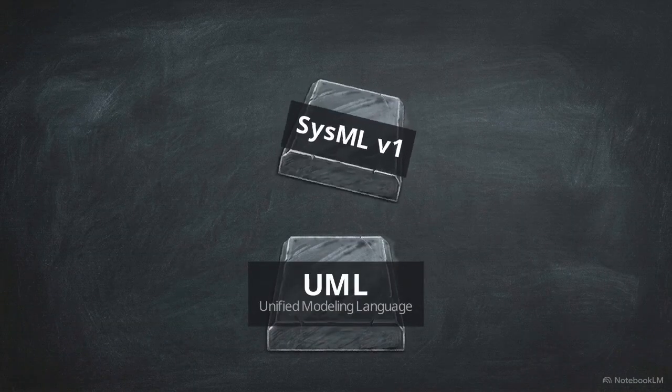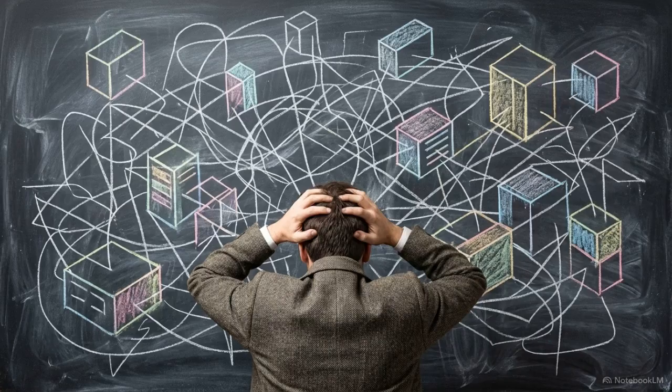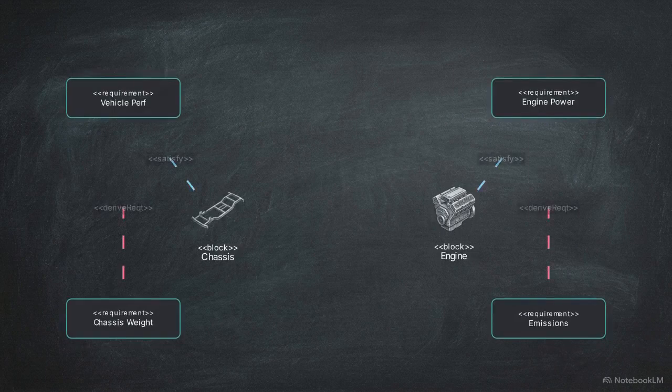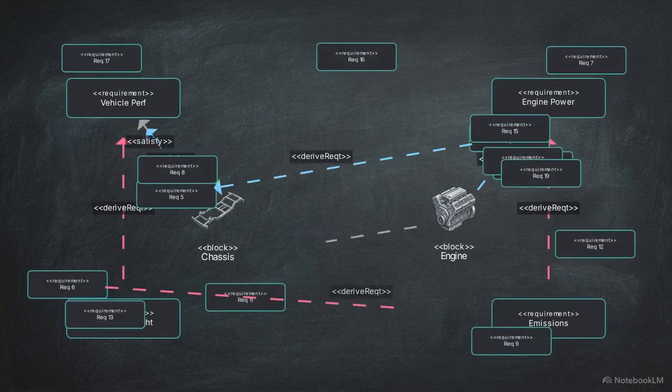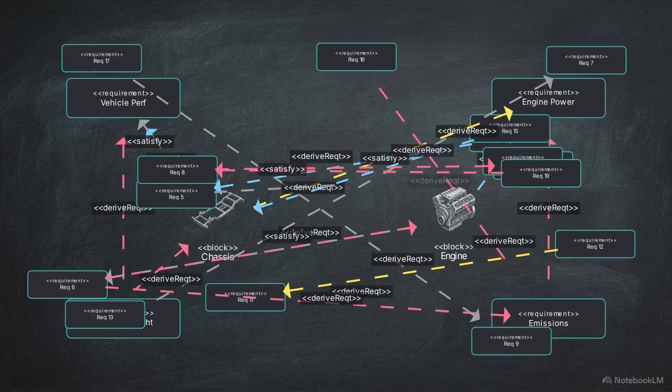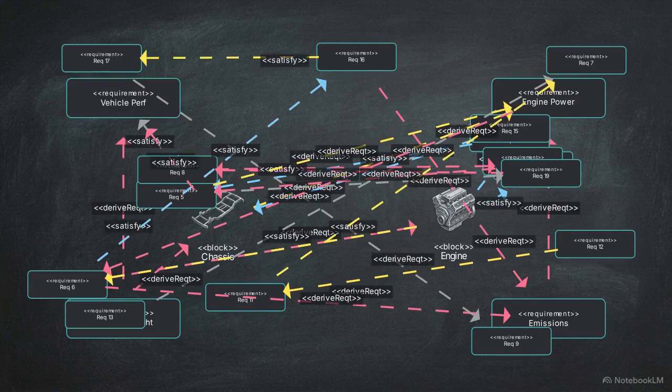SysML version 1 was built as an extension of the unified modeling language. This architecture forced engineers to rely heavily on visual diagrams to define every relationship within a system. This block definition diagram shows the liability this created for traceability. Proving a component met a specific requirement meant manually drawing literally dashed lines across complex canvases.